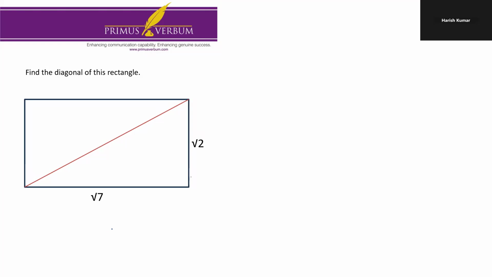Find the diagonal of this rectangle. Two sides of this rectangle are given, root 7 and root 2, and we have to find the length of the diagonal.